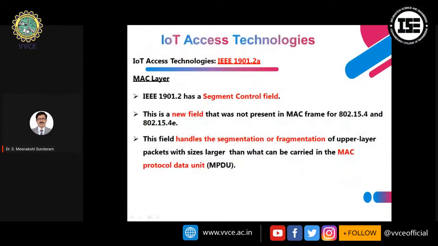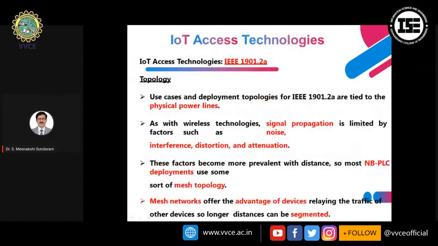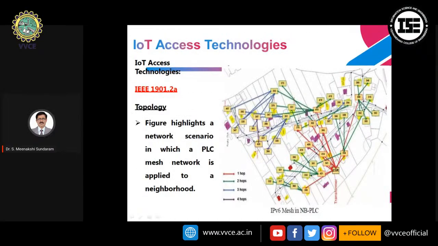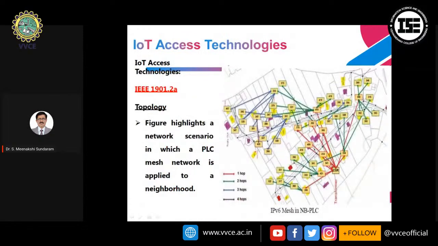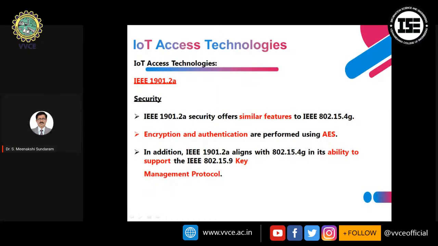Since I am running out of time, I am unable to discuss more on these 1901.2 standards. For IoT technologies, this topology is one example of a figure. It shows a network scenario in which a PLC mesh is applied to a neighborhood scenario, which uses the IPv6 mesh in an NB PLC scenario.